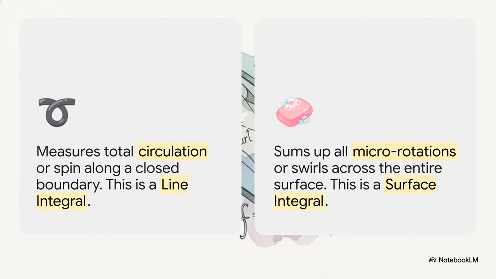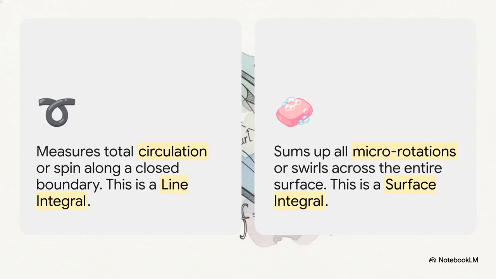So on one hand, we could walk along that wire loop, that boundary, and measure the total spin or circulation of some force field all the way around. We call that a line integral. But on the other hand, we could just ignore the loop itself and instead look at that soap film, the surface, and add up all the tiny little swirls of that same force field at every single point on the film. That's a surface integral.